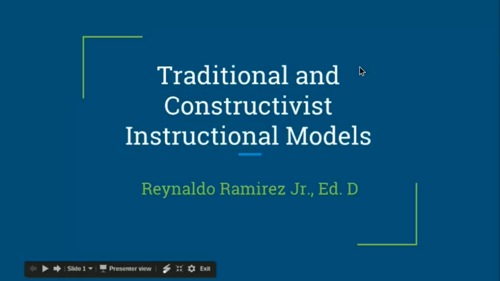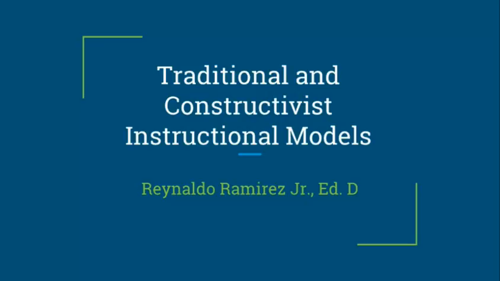Good morning, everyone. This is Dr. Ramirez again. We're going to be talking about traditional and non-traditional models, but I went ahead and put in the slide right here, Constructivist, which is basically going all the way to the non-traditional models, because this is one that we advocate a lot in science education.